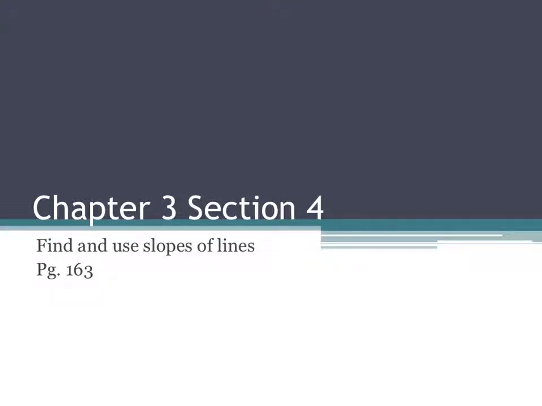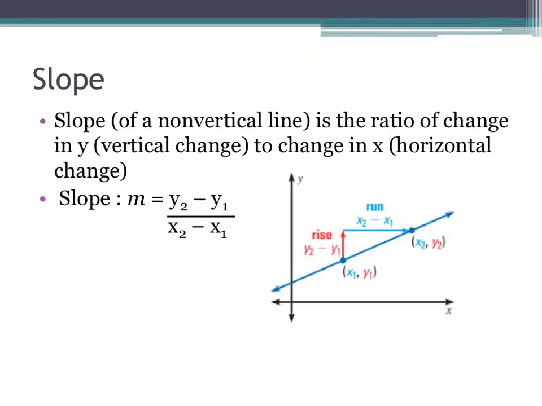Okay, so today we're going to cover how we can find and use slopes of lines and how we're going to tie it to geometry. So let's go ahead and first define what slope is. The slope of a non-vertical line is the ratio of the change in y to the change in x.